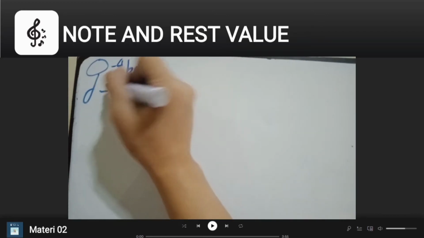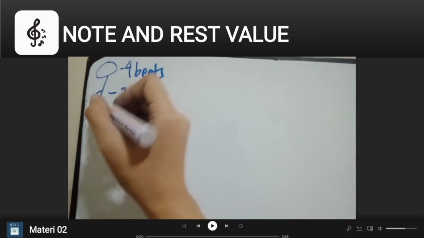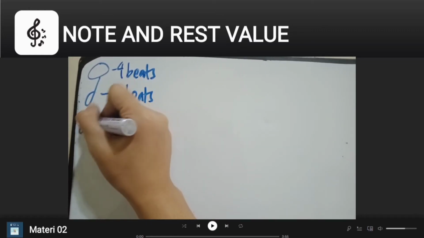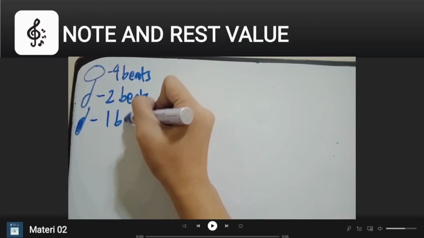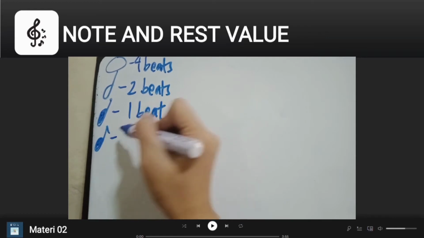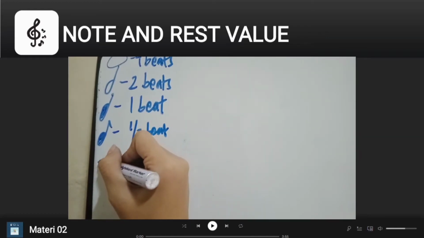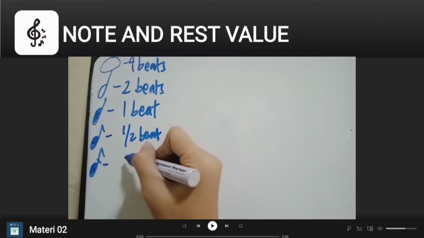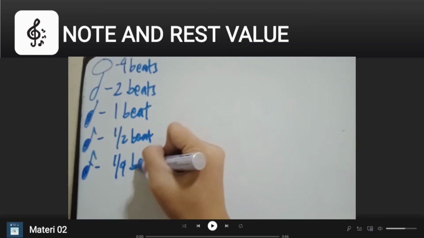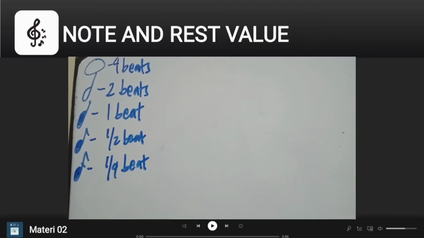Ang half note ay equivalent sa 2 beats. Ang quarter note ay equivalent sa 1 beat. Ang 8th note ay equivalent sa 1/2 beat. Ang 16th note ay equivalent sa 1/4 beat. Yan, yan yung mga equivalent nila sa beat.